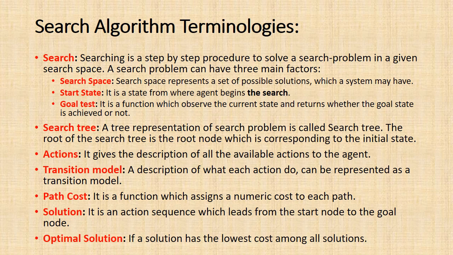Transition model: a description of what each action does can be represented as a transition model. Path cost: it is a function that assigns a numeric cost to each path. Solution: it is an action sequence that leads from the start node to the goal node. Optimal solution: a solution that has the lowest cost of all solutions.